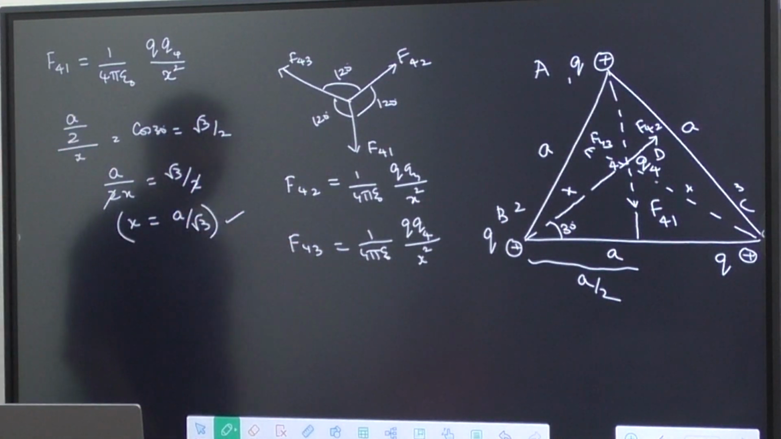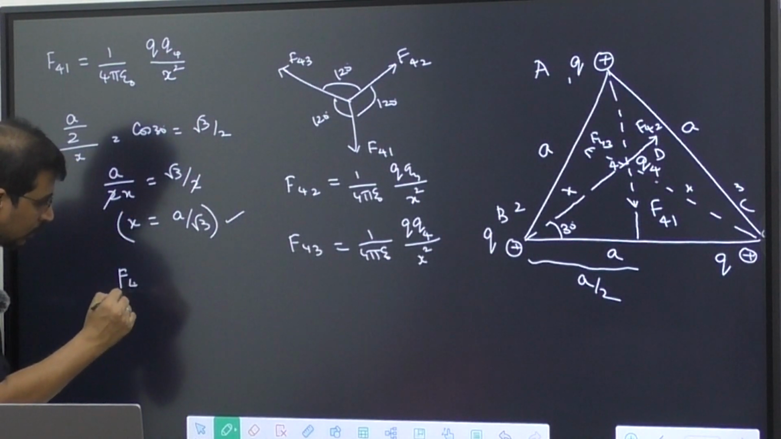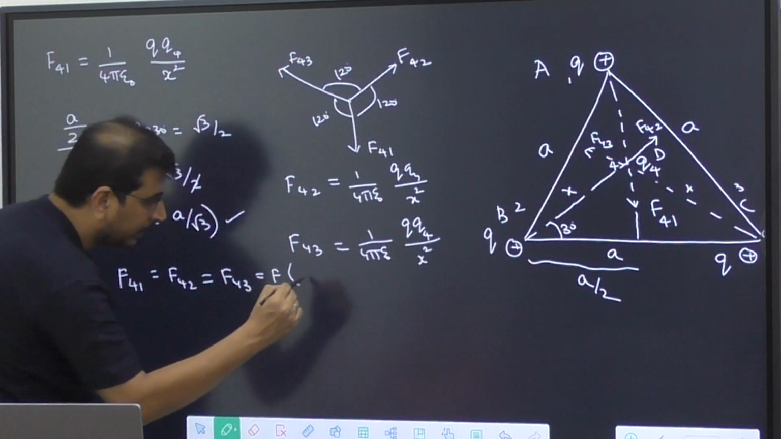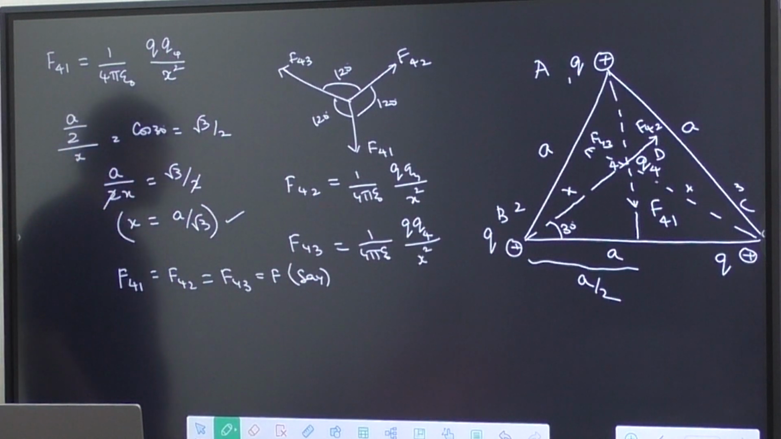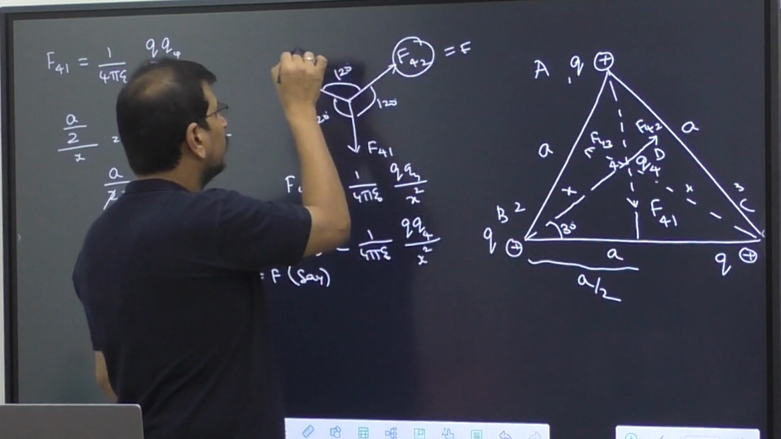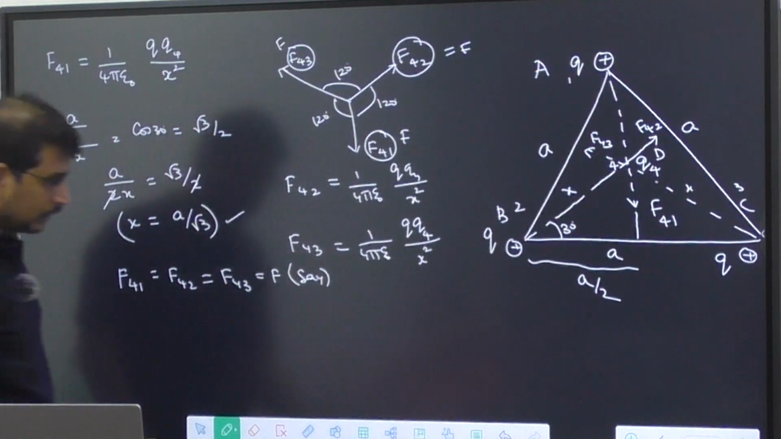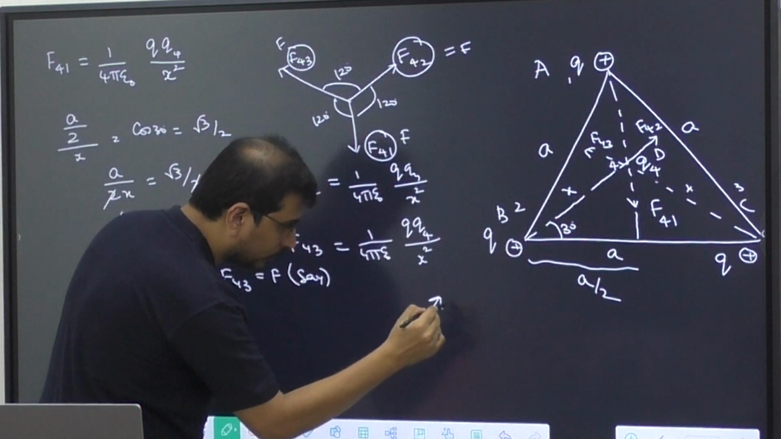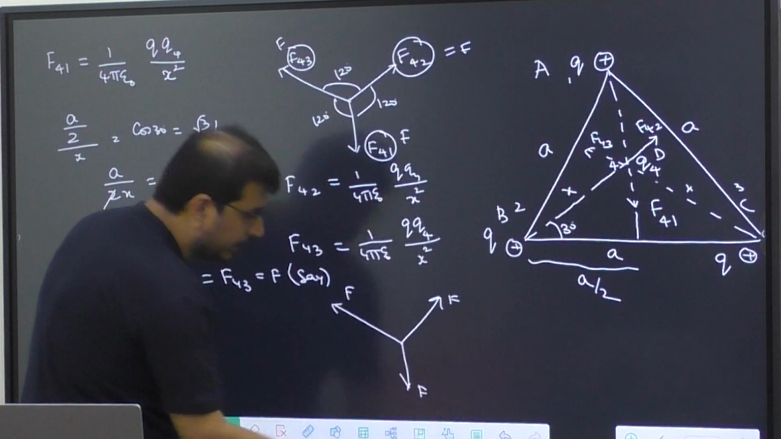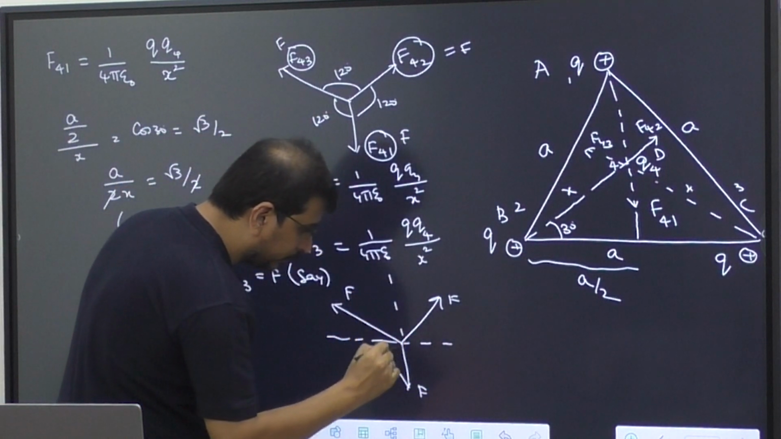So this is how it works. Now, if you look at the magnitudes of all the three, F41 is equal to F42 is equal to F43. I call it F itself. If that's the case, this force is F, this force is F, and this force is F. Now what I'm going to do is divide it into two parts.